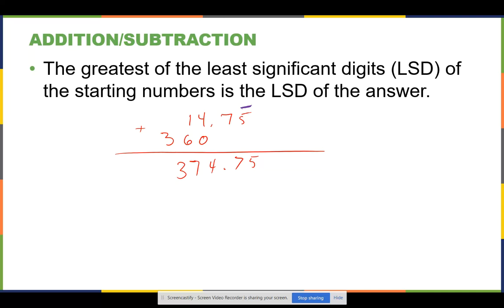What about in 360? The 6. And so the rule is I take the greater of those two. Well, which is bigger, the tens place or the 100ths? Not a hard question, right? The answer is the tens. And so that means my answer is going to be significant to that level. So the answer to correct significant digits here is 370.